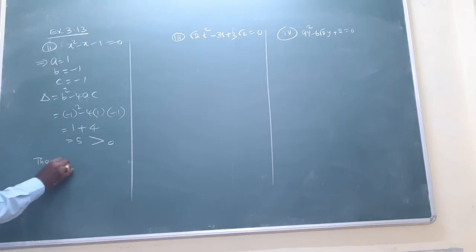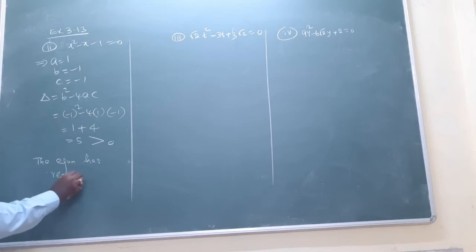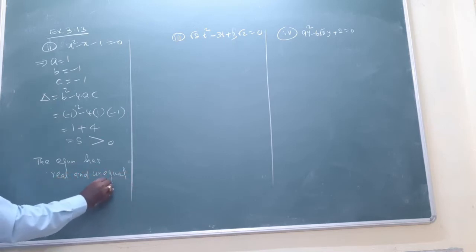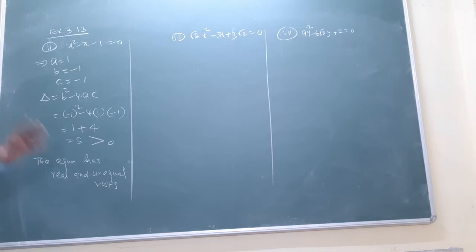What I told you, this is greater than 0. Therefore, the equation has real and unequal roots. This is the answer. This is the idea: guess the values a, b, c and substitute all the values in the formula. If it is positive, one answer; negative, one answer; equal to 0, one answer.